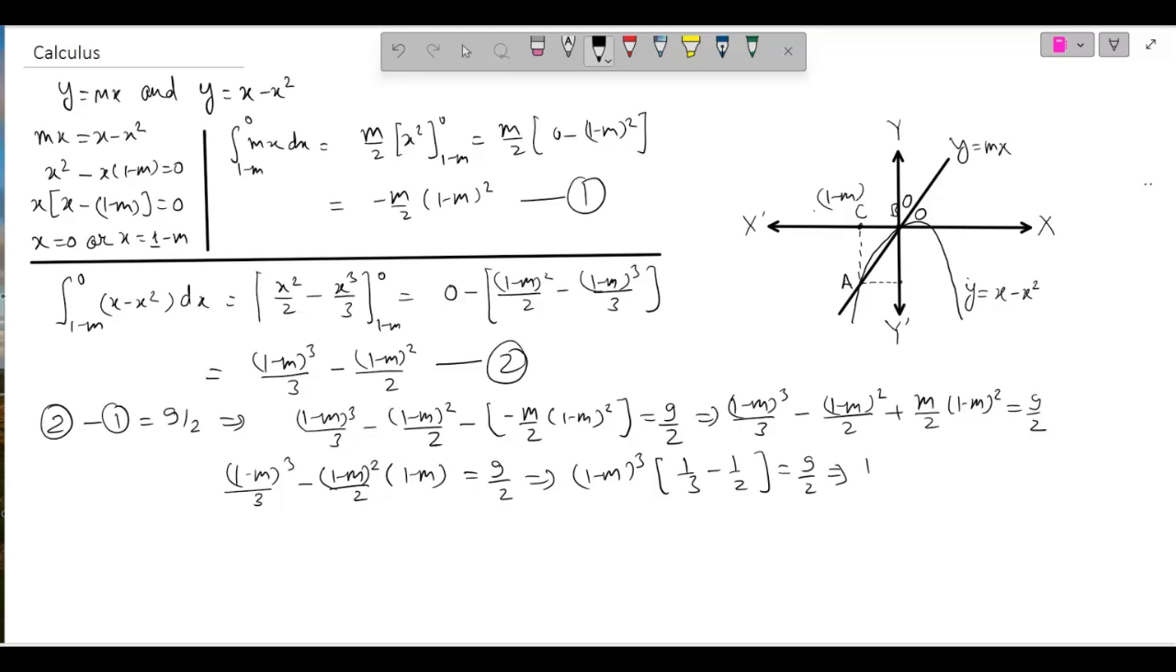Clearly it is equal to (1 minus m) whole cube into minus 1 by 6 equals 9 by 2. If we simplify, we will get (1 minus m) whole cube equals minus 27. Taking the cube root on both sides, we will have 1 minus m equals minus 3, or from here you will get m equals 4, which is your answer.